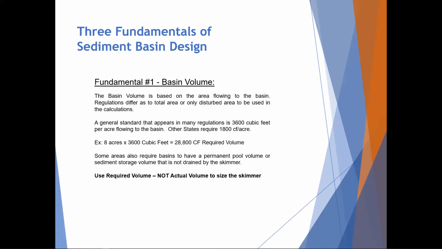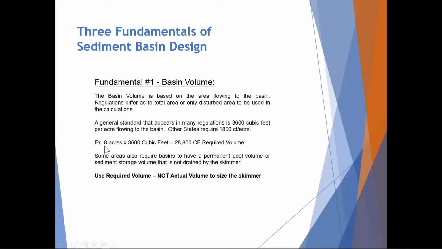The basin volume is based on the area flowing to the basin. Now, some areas refer to that as total area, some areas refer to it as disturbed area, and some locations don't tell you either way, so it's left up to the engineer. There are a couple of general standards out there. One is 3,600 cubic feet per acre flowing to the basin. Other states have a standard of 1,800 cubic feet per acre, so it can vary.